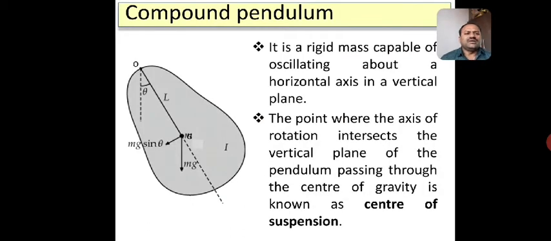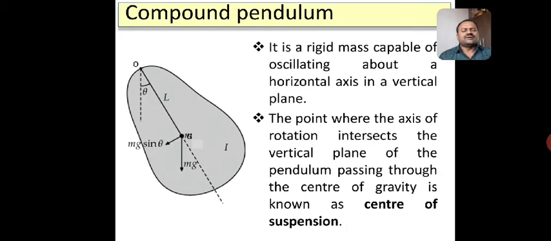A compound pendulum in general is a rigid mass capable of oscillating about a horizontal axis in a vertical plane. The point where the axis of rotation intersects the vertical plane of the pendulum passing through the center of gravity is known as the center of suspension. Here O is the point of suspension, and the point G is known as the center of gravity. Let L be the distance between the center of suspension and the center of gravity.